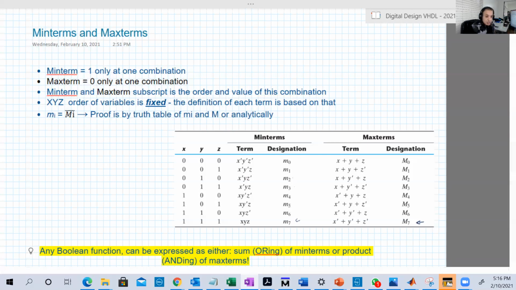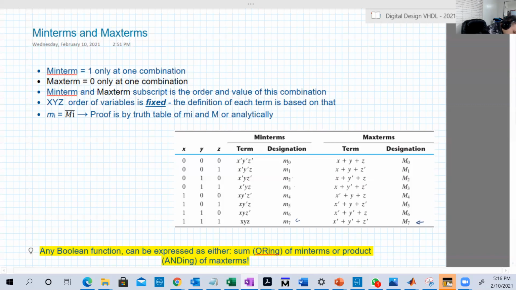So what is m0? m0 is basically x prime, y prime, z prime, or x bar, y bar, z bar, or x complement, y complement, z complement. How come m0 will be one at only one combination, which is basically the first combination here, and zero otherwise? So let's prove that. I will do that for m0, and it is the same for m1, m2, m3, and so on.